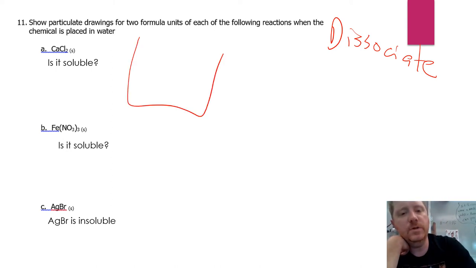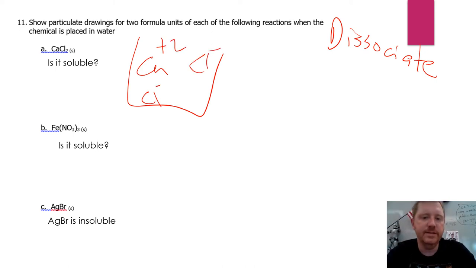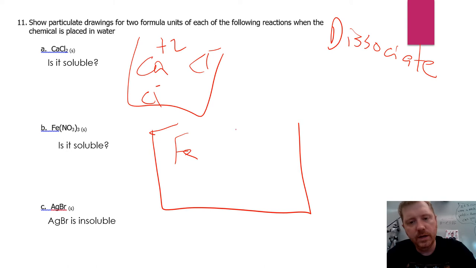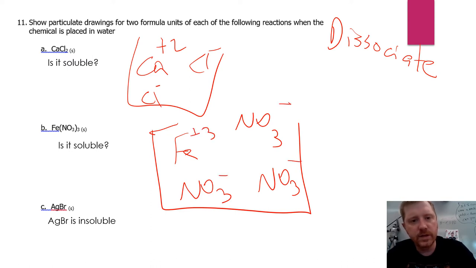So the calcium chloride is going to have one calcium and two chlorines separating, floating around, because calcium chloride is soluble. Iron nitrate is soluble. You'd have one iron in the beaker, and you'd have three nitrates all floating around separately. Make sure you show the charge.